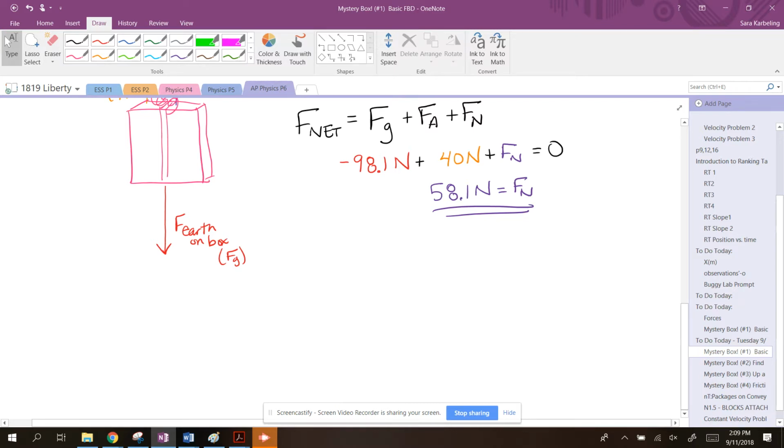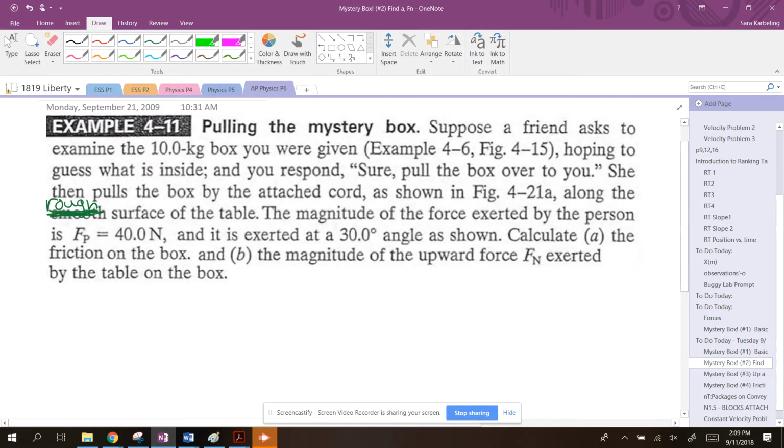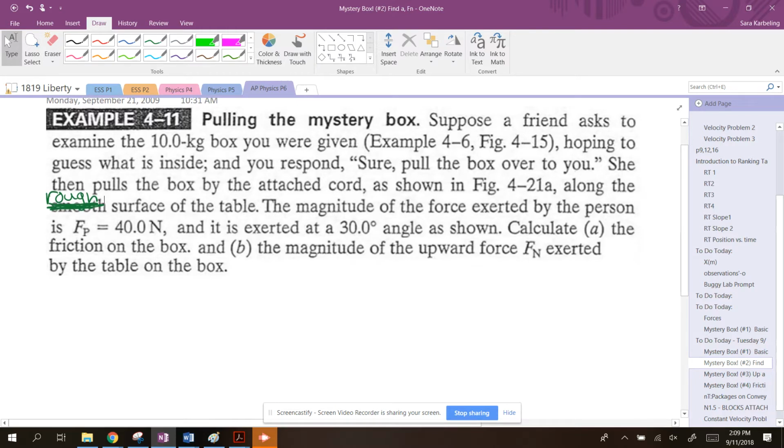All right. Let's do another one. We'll get it set up. We probably won't make it all the way through it today. We'll give it a shot. So now your friend, the one that's pushing on the box and pulling on the box, maybe it's not the same one that gave you the box. Because now it says that the friend asks to examine the box.